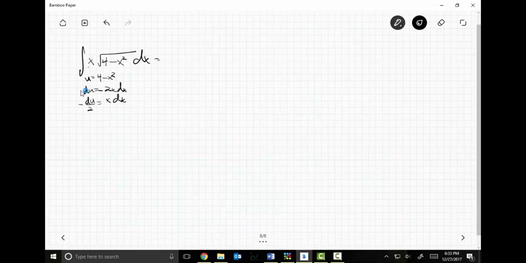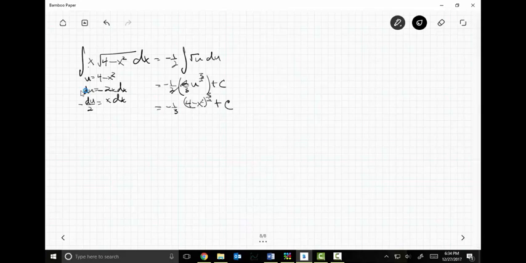And look at what happens. This becomes negative 1/2 the integral of the square root of u du, which I know turns into negative 1/2 times 2/3 u to the 3/2 plus c. No trig sub necessary. I end up with negative 1/3 times 4 minus x squared to the 3/2 plus c, and I'm done. I do not want to use this if I don't have to. But when I do have to use it, it's a really darn good trick.